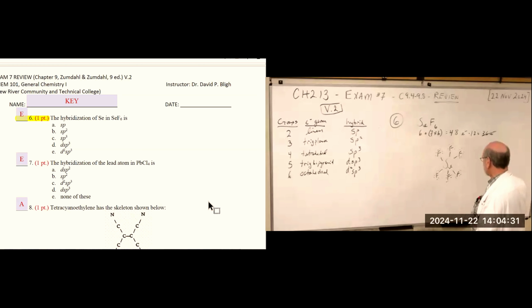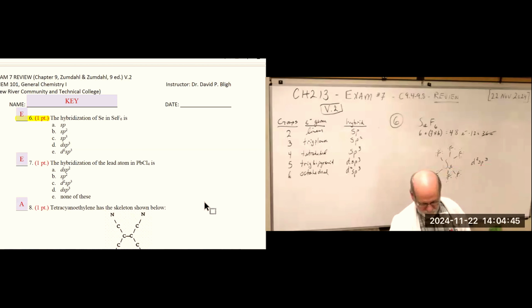Hybridization of selenium. That's 6 groups. It's d2sp3, octahedral. Okay, that's E. Now, is that kosher? Yeah. Selenium's in the 4th period. That means it has access to 4d orbitals for hybridization purposes.